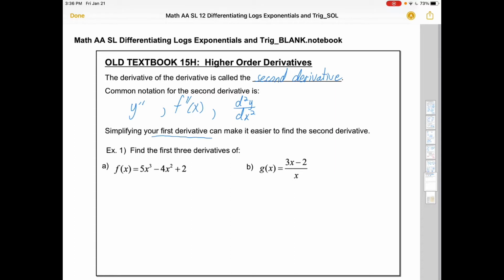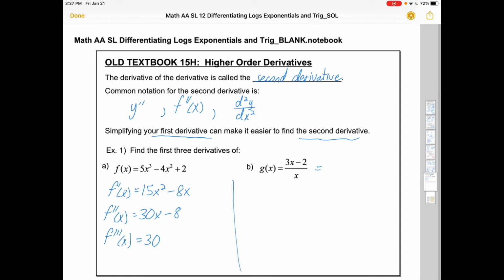Simplifying your first derivative, or maybe even the original function, can make it easier to find the second derivative. So if we find the first few derivatives here, hopefully we're getting pretty good at this. This first one's going to become 5 times 3x squared, so that's 15x squared, minus 4 times 2x, so that's minus 8x, and then the 2 becomes a 0. The next derivative would become 15 times 2x, so that's 30x, and negative 8x becomes negative 8 times 1. And we keep going, and we get 30 for the third derivative.